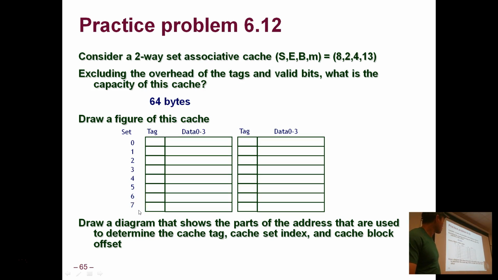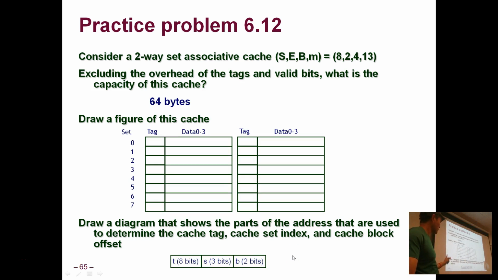So in terms of the diagram, how many bits for the block offset? 2. You need 2 bits to get 4 locations. How many for the set index? 3, because you have 8 sets, and then the rest is the tag. So that's basically what you're doing: 2 bits for the block offset, 3 bits for the set. The other 8 bits are your tag.